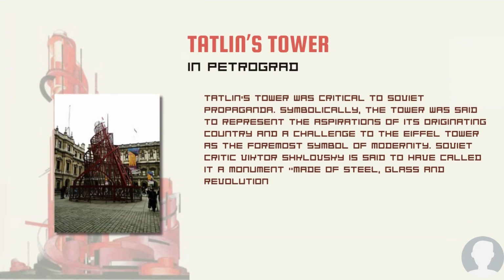So Tatlin's tower was critical to Soviet propaganda. Symbolically, the tower is said to represent the aspirations of its originating country and a challenge to the Eiffel Tower as the foremost symbol of modernity. Soviet critic Viktor Shklovsky is said to have called it a monument made of steel, glass, and revolution.